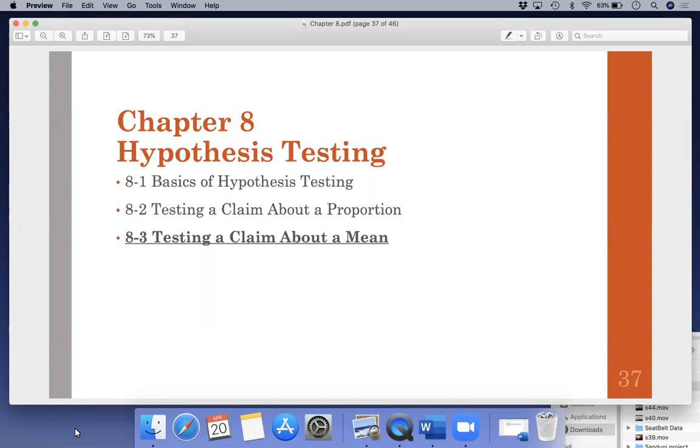This is section number 8.3, testing a claim about a mean. In section 8.2, we discussed testing a claim about a proportion. Now we have another population parameter, its mean. Now I am going to tell you how to test a claim about mean.